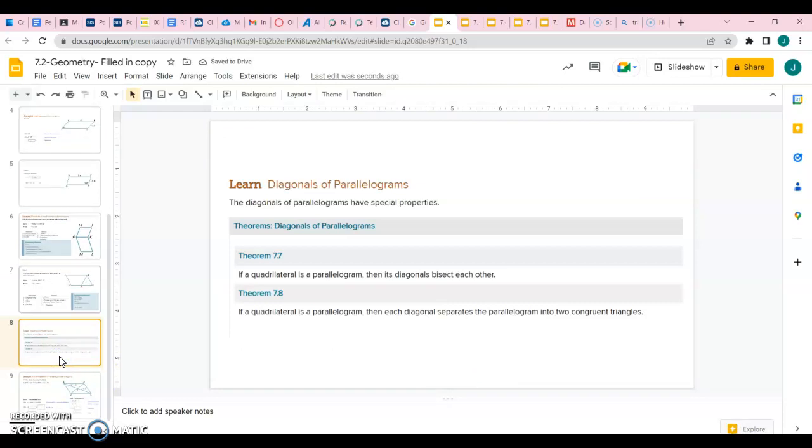So the next part, diagonals of parallelograms. The diagonals of parallelograms have special properties. Those two theorems tell me that if a quadrilateral is a parallelogram, then its diagonals bisect each other. Remember, bisect means that it cuts it in two, and then they're equal. And theorem 7.8 tells me if a quadrilateral is a parallelogram, then each diagonal separates the parallelogram into two congruent triangles. So when I cut that diagonal from one point to another, it would make two triangles.